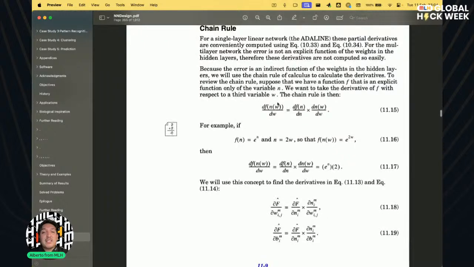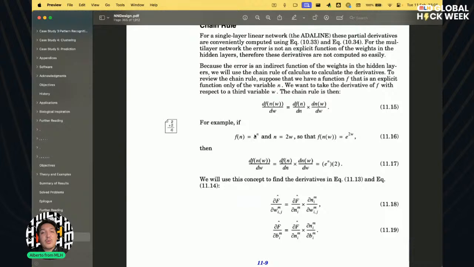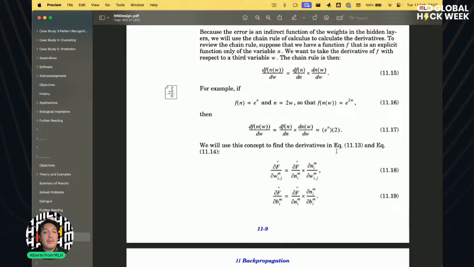If you're not familiar with what this is, you have two functions, f of n of w. Then you separate them, saying the derivative of f with respect to n, and the derivative of n, which depends on w. So, for example, if the function is e raised to n, and n is 2w, the chain rule applied here is the first derivative times the second derivative. The derivative of e^n is still e^n, and the derivative of 2w is just 2, right? So we can multiply these two and we'll have the chain rule complete.